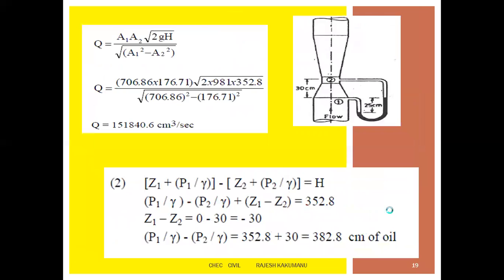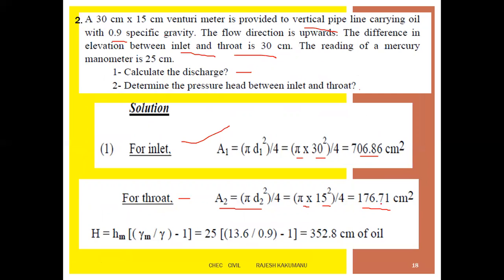Okay. So coming to the throat value, we got the area. Therefore, H is equal to hm times (gamma m by gamma minus 1). The reading of the mercury manometer, hm value, is 25. So that is 25 times (13.6 gamma m divided by 0.9 minus 1). The value is 352.8 centimeters of oil. Got it? Next.